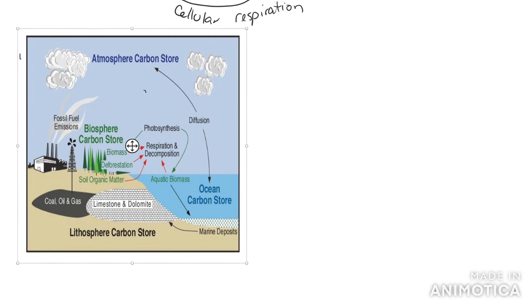But not only that, carbon dioxide is a greenhouse gas. So when we have extra carbon dioxide in the air, it traps the heat in the atmosphere, which is leading to global warming and global climate change.